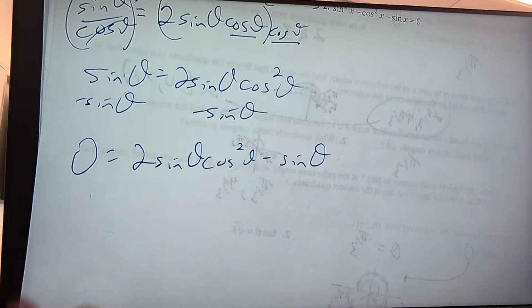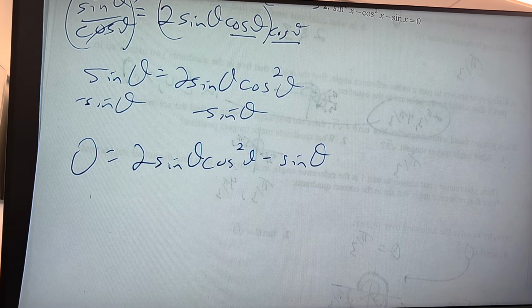And then what do you think I'm going to do now? Factor. There you go. When you want to divide, you almost always factor instead of subtracting, so you don't lose the sign. That's information.